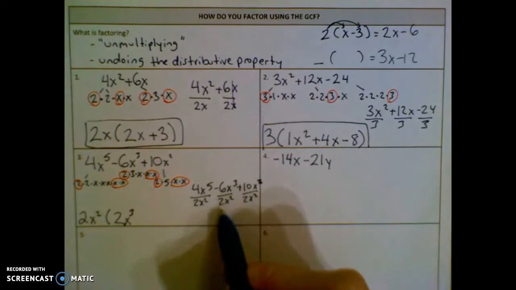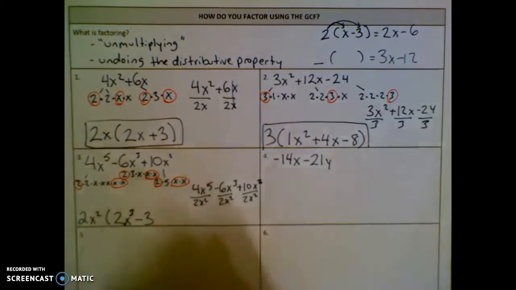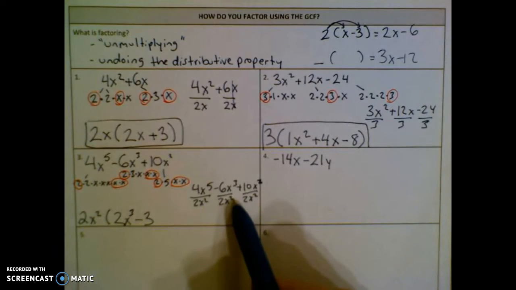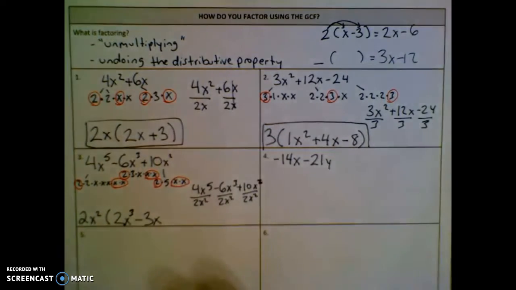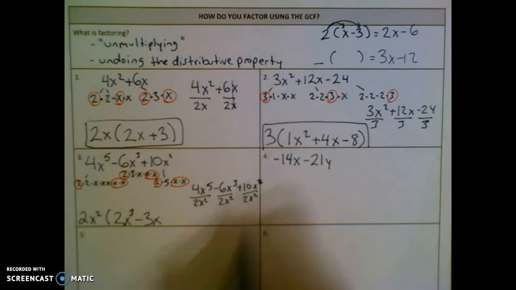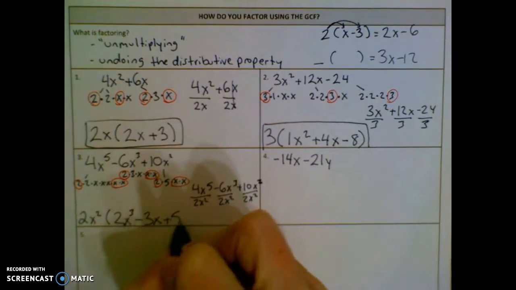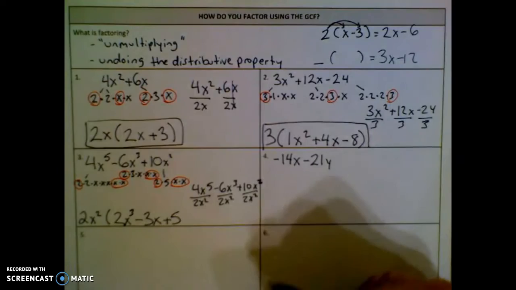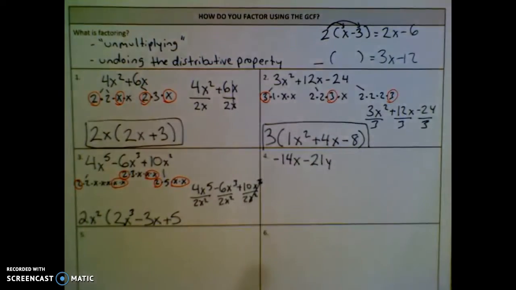A negative 6 divided by 2 is a negative 3. 3 minus 2 is 1, or 3 x's take away 2 x's is just 1x. A positive 10 divided by 2 is a positive 5. X squared divided by x squared is x to the 2 minus 2. Those guys cancel out, and that's my GCF.